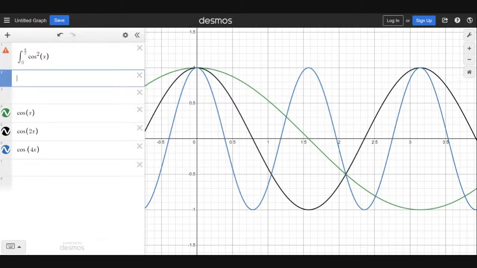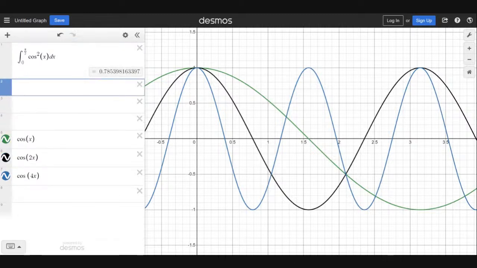Pi over 2. Yeah. What's the issue? Integrand must end with like dx. Okay, dx. Oh, right. So the answer is 0.78. But the answer to what? The integral, it's 0.78 of 100%.